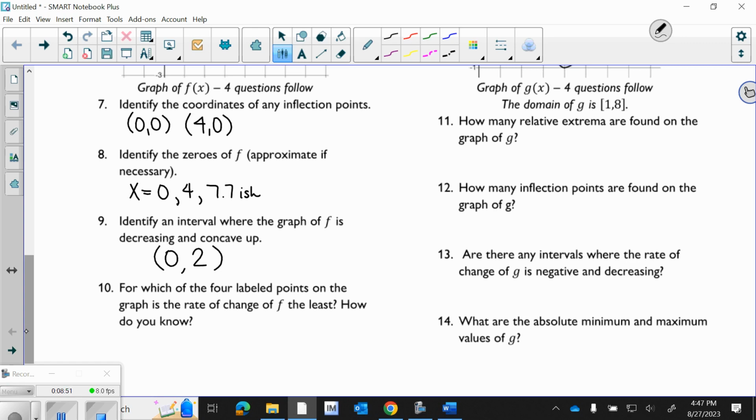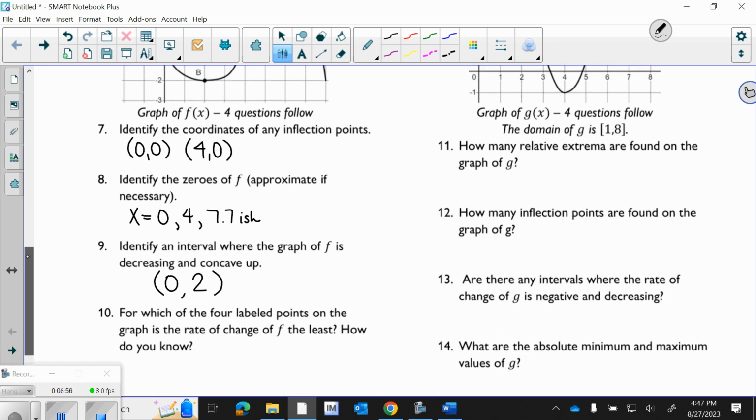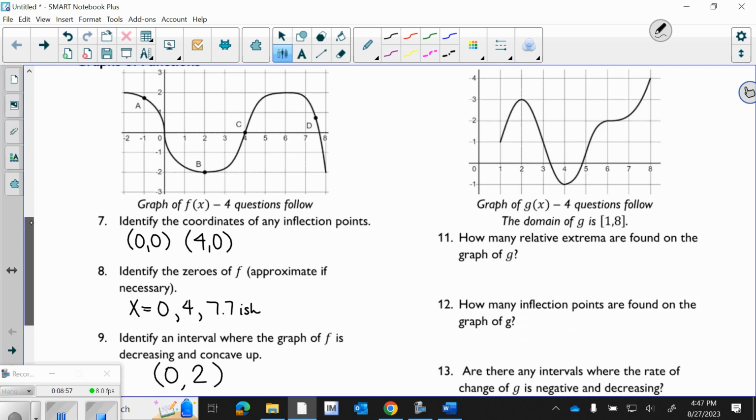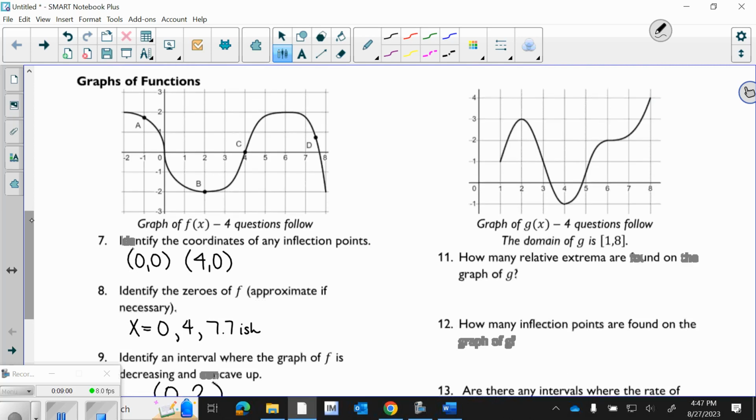So I need to look for a negative slope, and I want to look for the slope that appears to be the most negative. So at A, I do look like I have a decreasing slope at A. B, my slope would be 0. C, I would have a positive slope. D would also be negative. So really, I just need to compare point A to point D. Which one would be the most negative? D.